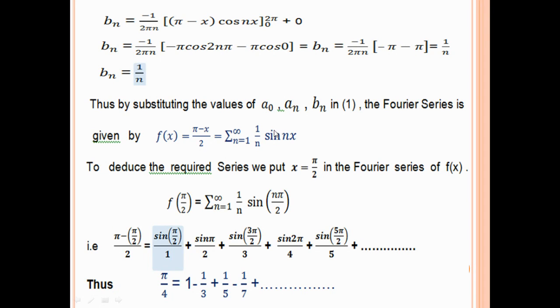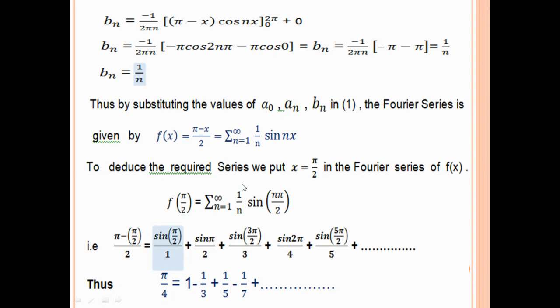Thus, by substituting the values of a naught, an, bn in equation 1, the Fourier series is given by f of x is equal to (pi minus x) divided by 2 is equal to summation n running from 1 to infinity 1 by n sin nx. Because a naught value is 0 and an value is 0, we only get the coefficients of sin nx. Therefore, it is summation n running from 1 to infinity 1 by n sin nx.